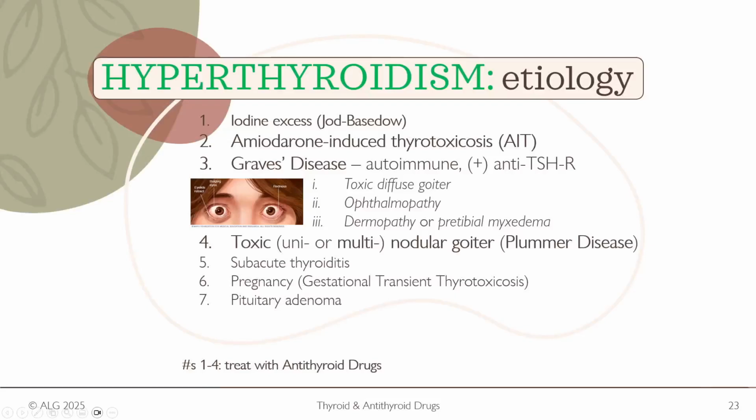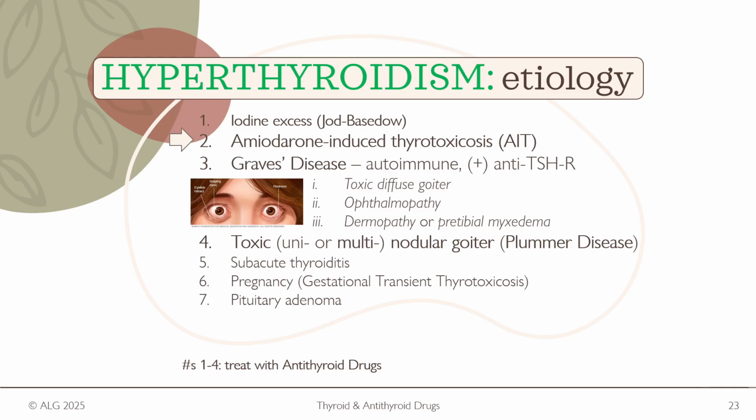For the second part of the lecture, I will discuss hyperthyroidism and antithyroid drugs. On this slide, you can see the causes of hyperthyroidism. Firstly, we have Jod-based phenomenon, which I introduced in the previous video as iodine-induced hyperthyroidism due to impaired autoregulation.